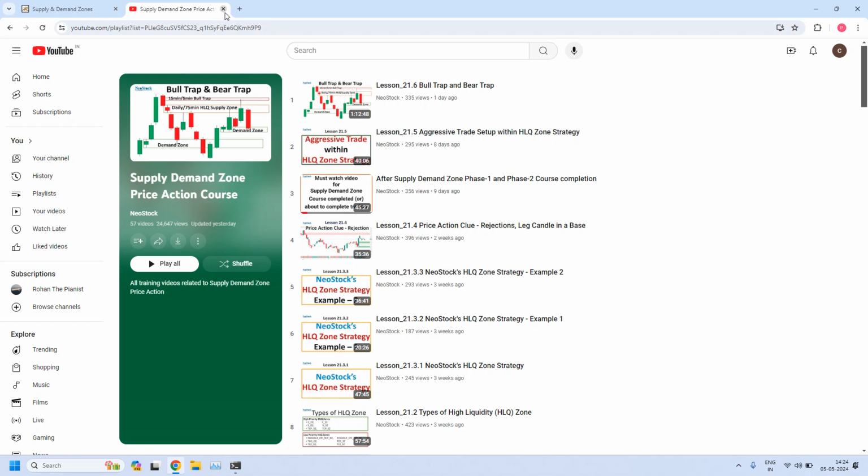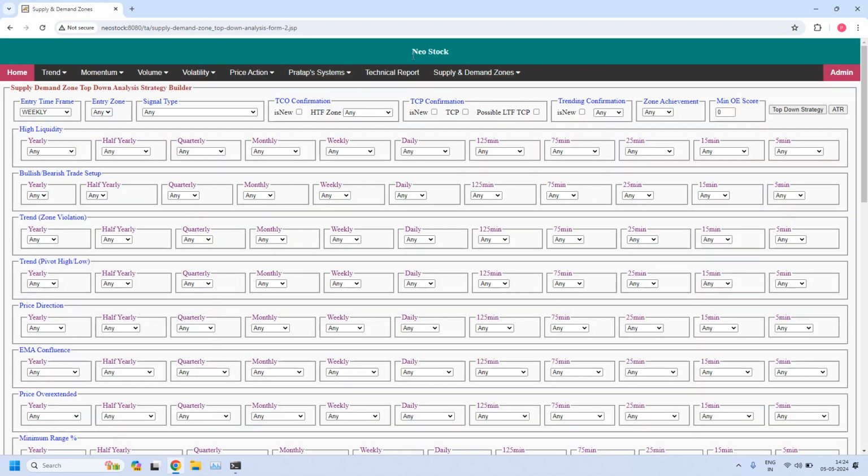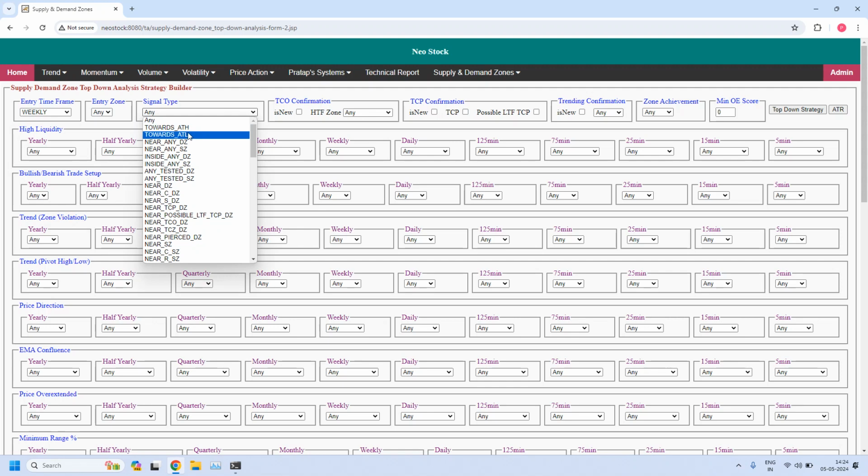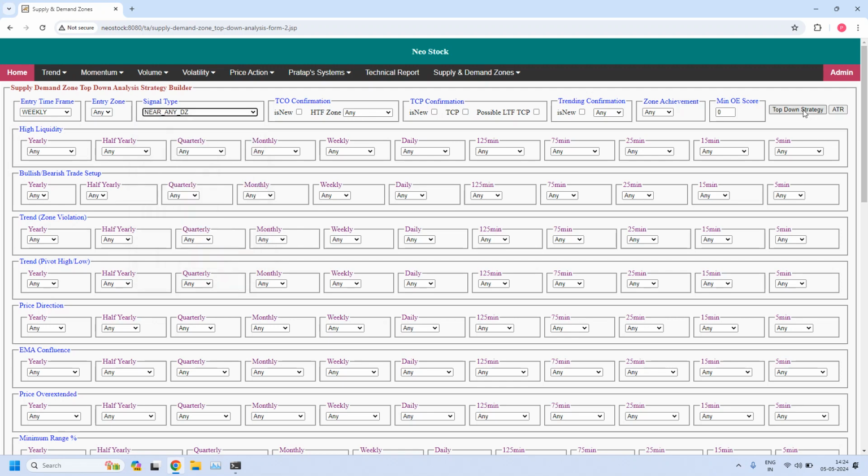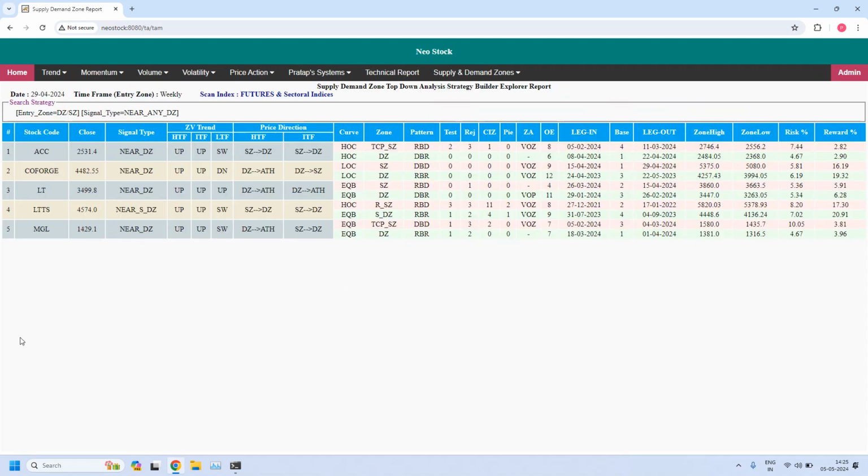Now let's get into the report generation with the help of NeoStock software, Supply Demand Zone Top-Down Analysis Strategy Builder. Now we are going to generate weekly reports. So here entry time frame is weekly. Let us find the stocks near weekly demand zone. These 5 stocks are filtered near to the weekly demand zone.